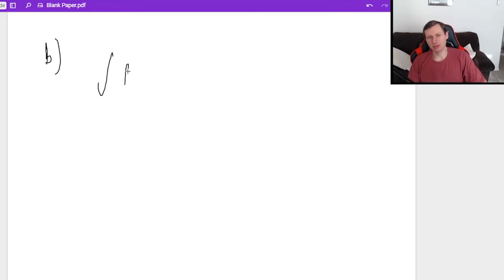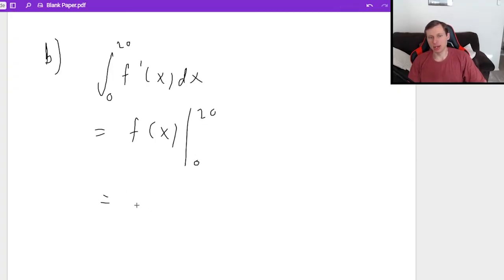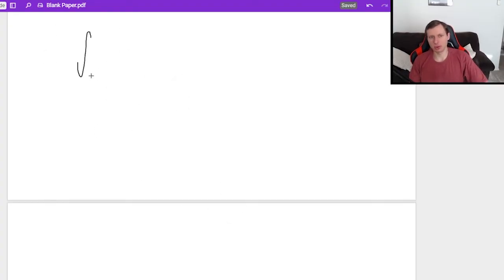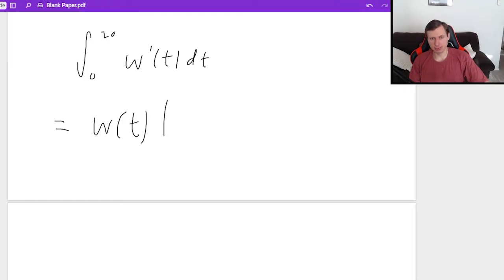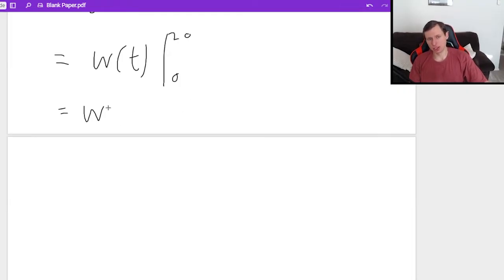If I have the integral of f prime of x dx, well, then that's just f of x, right? Because it's the integral of a derivative. Now, because I have bounds, well, I need to put the long vertical bar and a 20 up top and 0 in the bottom, and then actually plug in f of 20 minus f of 0. We're going to literally do this, but for w. In other words, I'm literally going to write integral from 0 to 20 of w prime of t dt equals w of t evaluated from 0 to 20. So that's w of 20 minus w of 0.